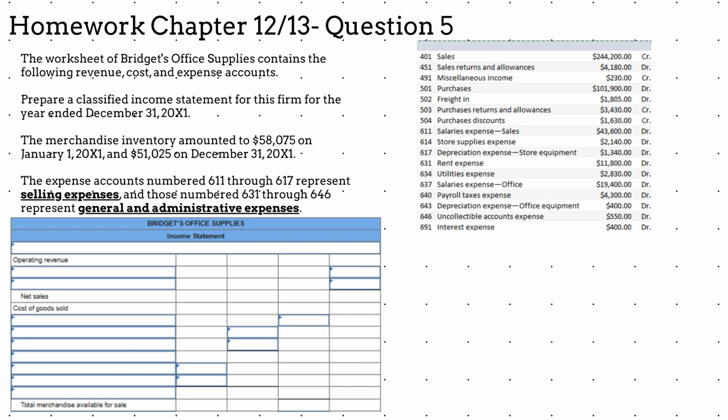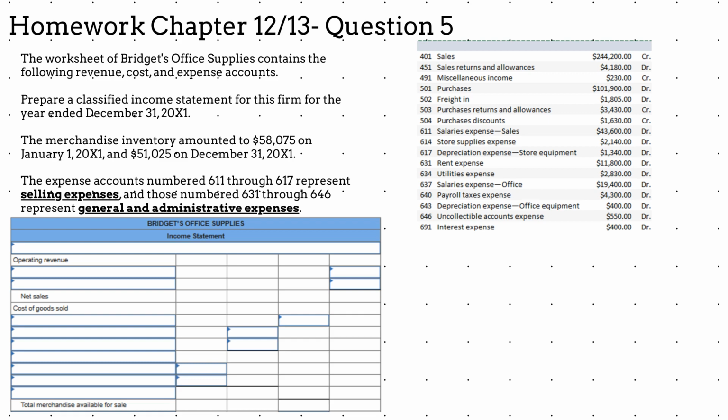This is question 5. The worksheet for Bridget's office supplies contains the following revenue, cost, and expense accounts. Prepare a classified income statement for this firm for the year ended December 31, 2021. The merchandise inventory amounted to $58,075 on January 1, 2021, and $51,025 on December 31, 2021. The expense accounts numbered 611 through 617 represent selling expenses, and those numbered 631 through 646 represent general and administrative expenses.